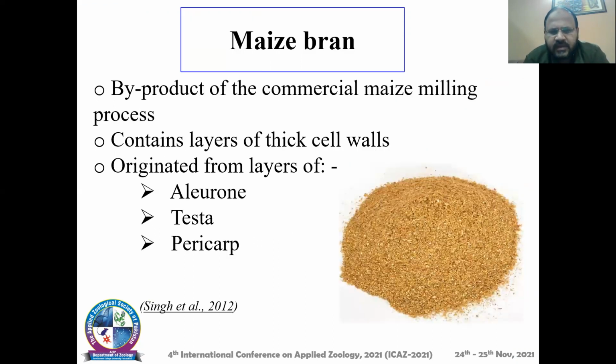So maize bran is the byproduct of the commercial maize milling process. If we want to mill maize or corn, we call it wet milling. Bran contains layers of thick cell wall, and it originates from the layers of aleurone, testa, and pericarp. These are the parts of the bran of any cereal. No doubt, maize bran contains a higher amount of bran part compared to millet and other cereals. So maize bran consists of three parts: aleurone, testa, and pericarp.